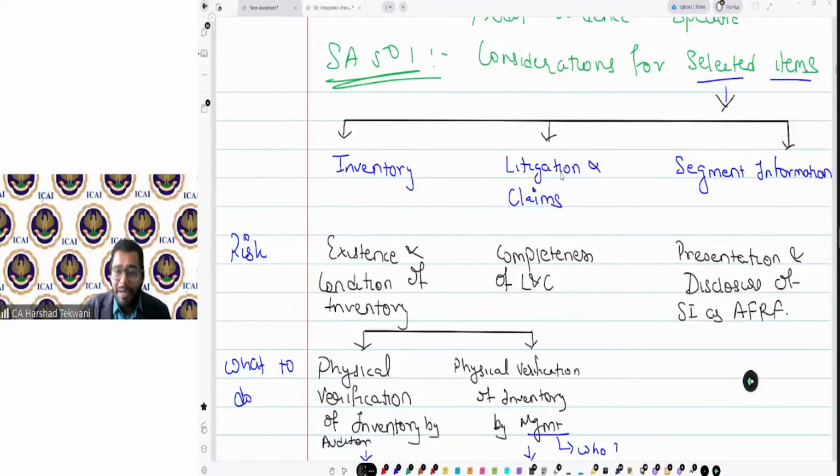When the inventory is material, we need to make sure that the existence and the condition of inventory is checked. We need to ensure that completeness of the litigations and claims is done, because these are significant risks. These are the risks which could result in high material misstatement if materialized. That's why, whenever we are doing the audit, we need to consider these. So mandatorily, we need to consider these risks.